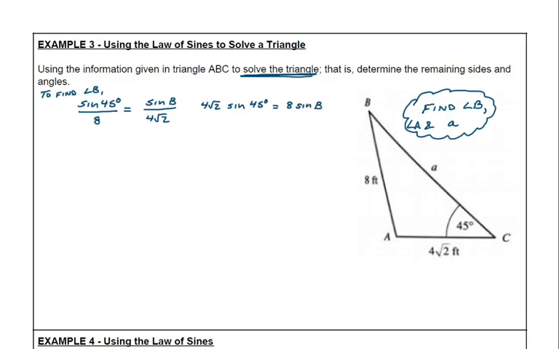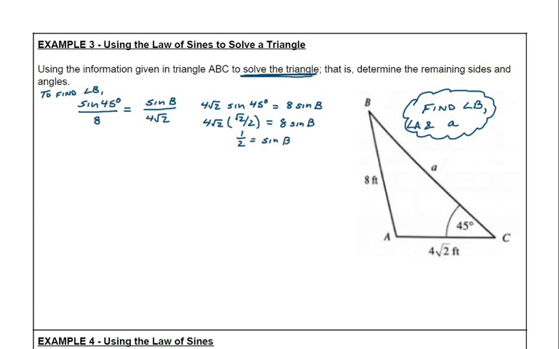cross multiply. And then to finish this, I'd get 4 root 2 sine of 45 equals 8 sine of B. So then I have 4 root 2, and I'm going to evaluate sine of 45, which is root 2 over 2. And then if I multiply everything on the left side, I would get 4 root 2 times root 2 over 2, which is 4. And then dividing both sides by 8, basically getting sine of B all by itself, what you should get is 1/2 equals sine of B.